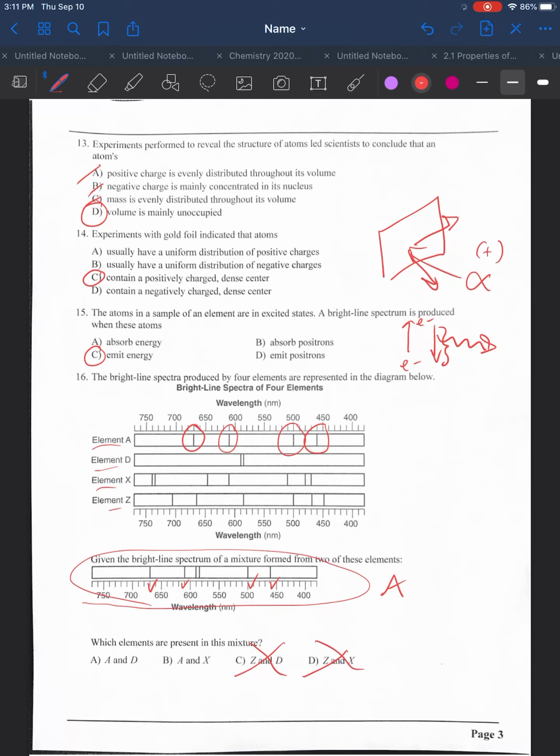Knowing that, you get rid of options C and D right away. Then, if we do D, does it have two lines that are before 600? It sure does. So, yes, it also contains D. So, it must be A.